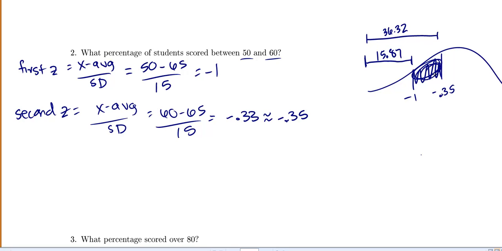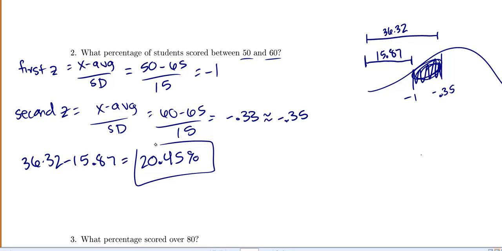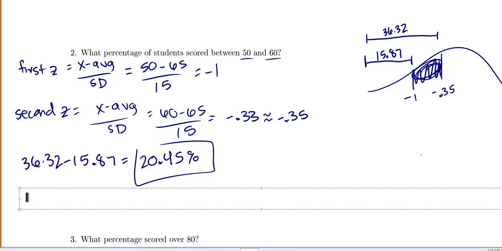So how do you find the area in between? You just subtract. So 36.32 minus 15.87 gives me 20.45%. So about 20.45% of students scored between 50 and 60 points.